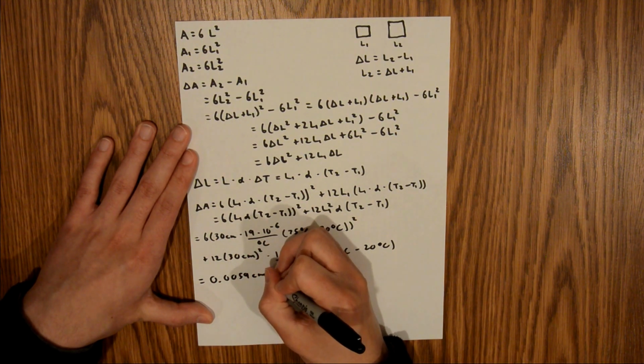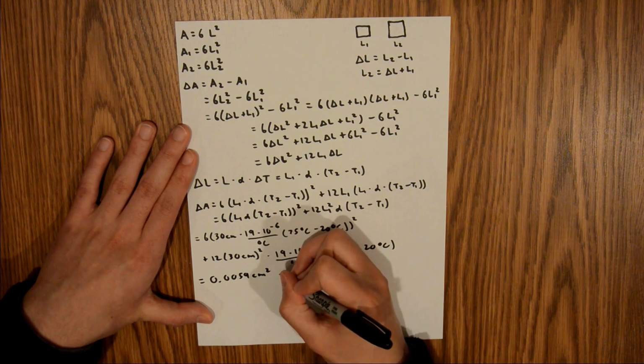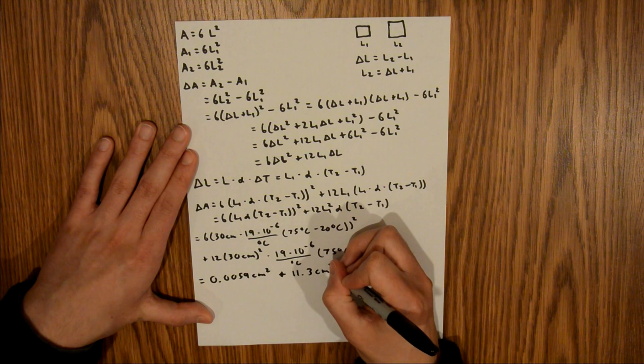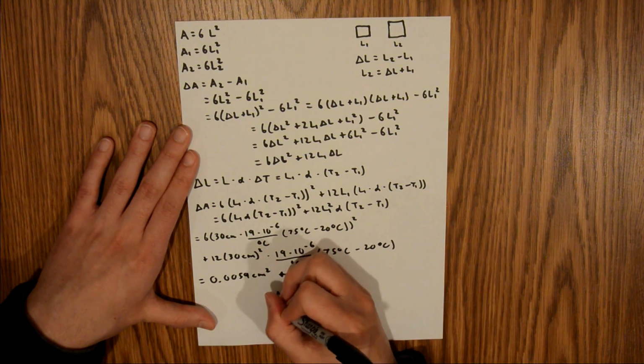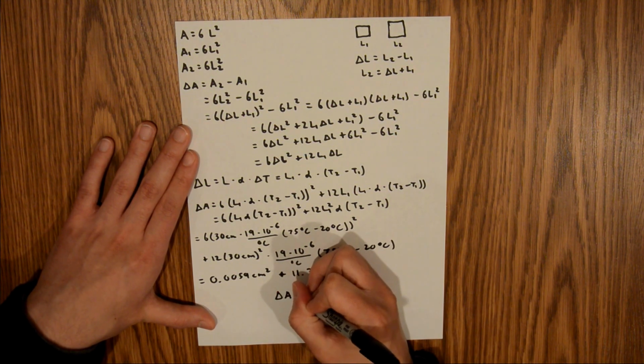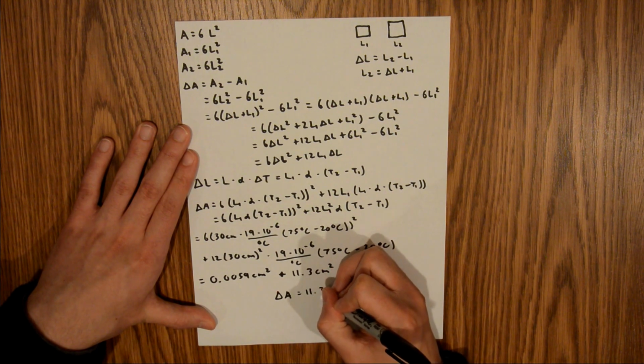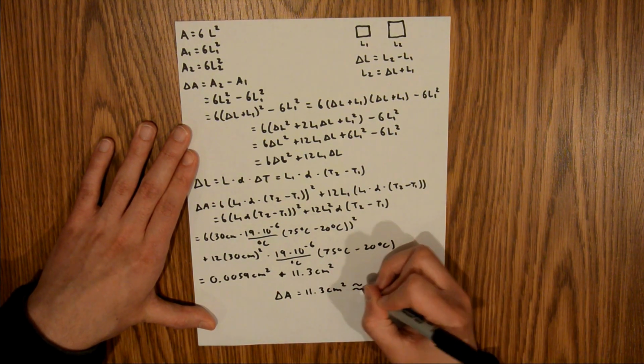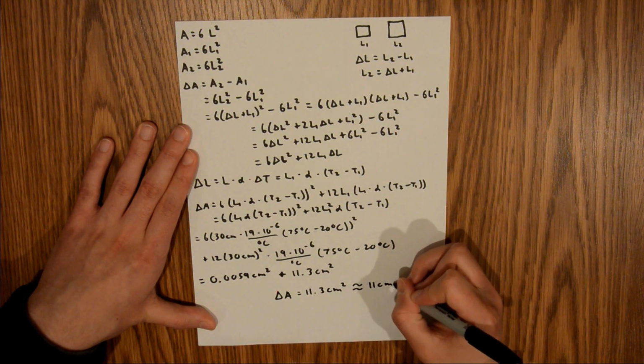And so those two terms are equal to 0.0059 centimeters squared and 11.3 centimeters squared respectively. And if we add those together, our increase in surface area is equal to 11.3 centimeters squared, which if you decide to round it to two significant figures is 11 centimeters squared.